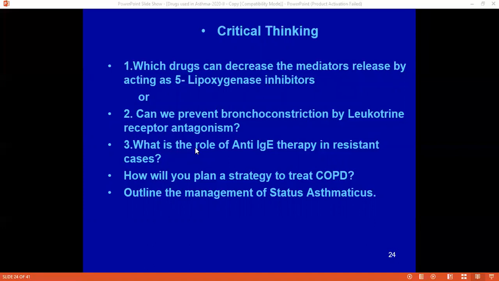Now, I have put this critical thinking slide here so that you can become familiar with the other drugs used in treatment of bronchial asthma, and how they are effective in preventing it. Which drugs can decrease the mediator release by acting as a 5-lipoxygenase inhibitor? This is just a repetition of that figure. Can we prevent bronchial constriction by nicotinic receptor antagonism? What is the role of anti-IgE therapy in resistant cases? How will you plan a strategy to treat COPD? Outline the management of status asthmaticus.